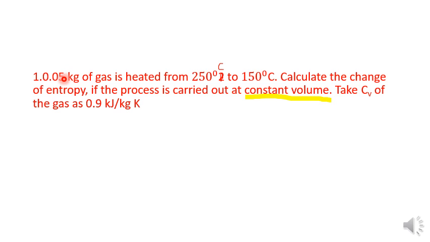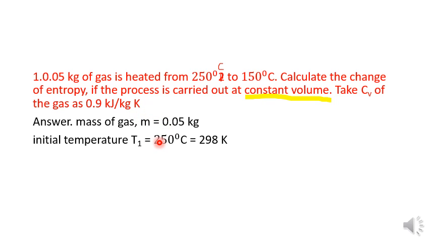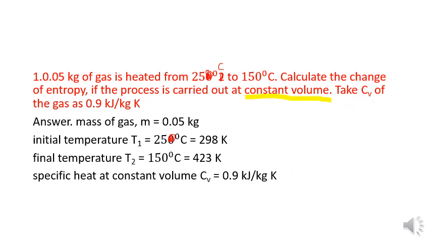First, write the given data. Mass is 0.05 kg, initial temperature is 25 degrees centigrade, so 25 plus 273 is 298 Kelvin. Final temperature is 150 plus 273, 423 Kelvin. Next, the given CV value: CV is equal to 0.9 kilojoule per kg Kelvin.